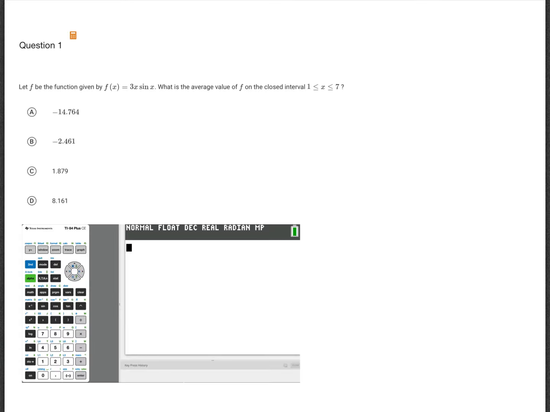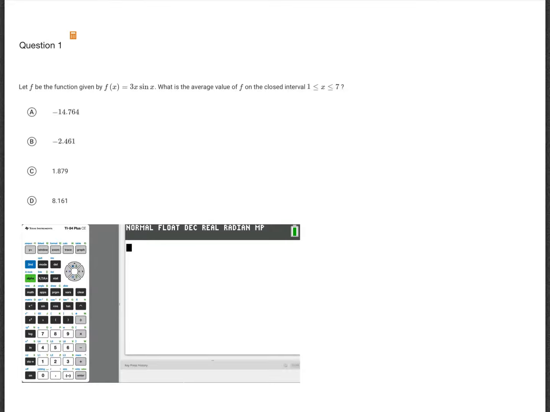Alright, these first four problems will be in the calculator, but we'll do a little work beforehand and then just use the calculator at the end to find the answer for most of these. Okay, so first thing, here they say let f be the function given by f of x equals 3x sine x. What's the average value of f on the closed interval from 1 to 7?